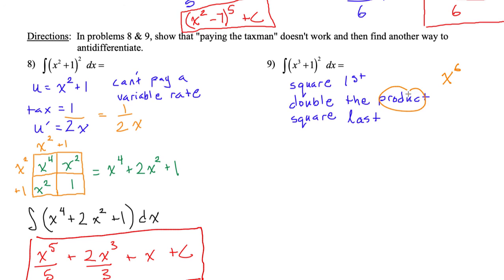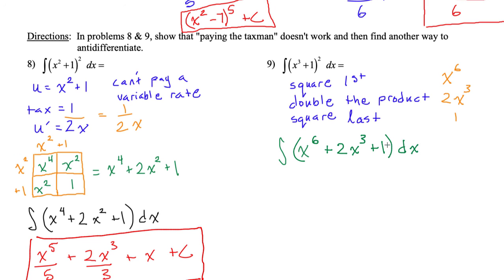If I find the product first, then we'll double it. If I find the product of 1 and x to the power of 3, it's x to the power of 3. And then double that, it's 2x to the power of 3. And then I square the last. 1 squared is 1. So my new integral becomes the integral of x to the power of 6 plus 2x to the power of 3 plus 1, and that's all still multiplied by dx.